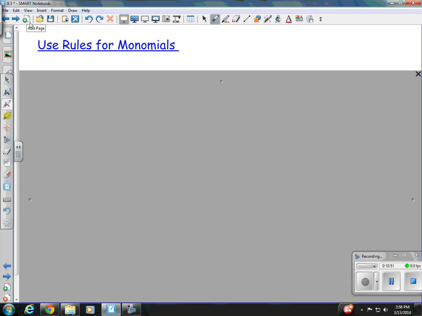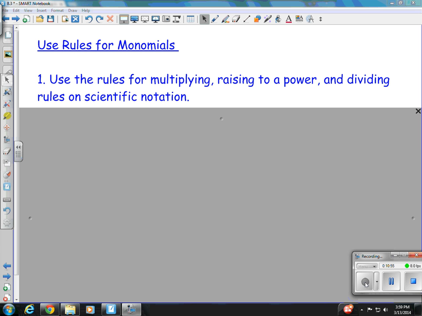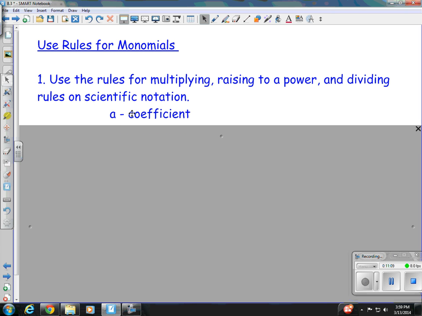Now, we treat scientific notation like a monomial. So the first thing we're going to do is just to make sure we use our rules for multiplying, raising to a power, and dividing on scientific notation. So the same rules we have for monomials, we use them on scientific notation. One thing to keep in mind is that your A is going to be your coefficient. So your factor in front is going to be treated like your coefficient. So when you multiply your monomials, you multiply your coefficient.